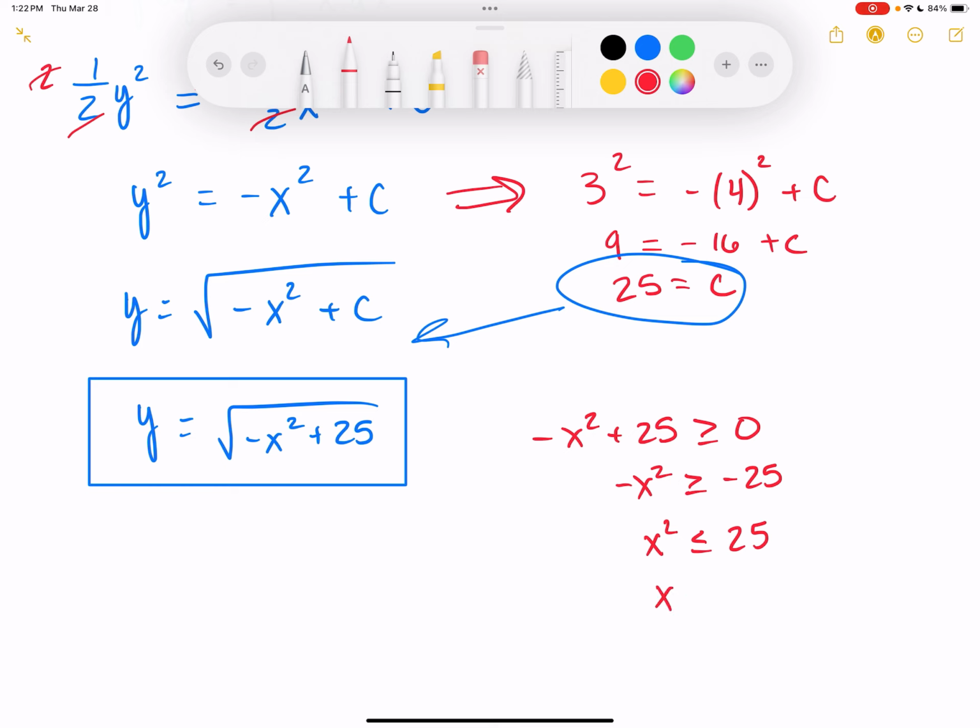Yep. So we're going to have x is less than or equal to 5. And then on the other one, because it's the negative one, we also have to flip the inequality. So x is greater than or equal to negative 5. So that means that my domain would be from negative 5 to 5.